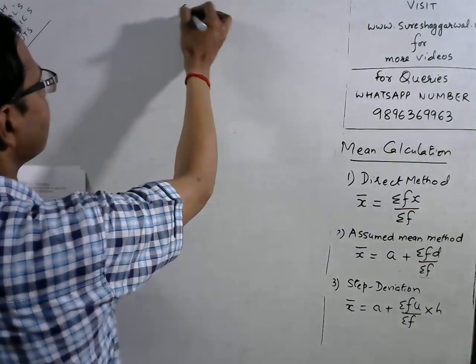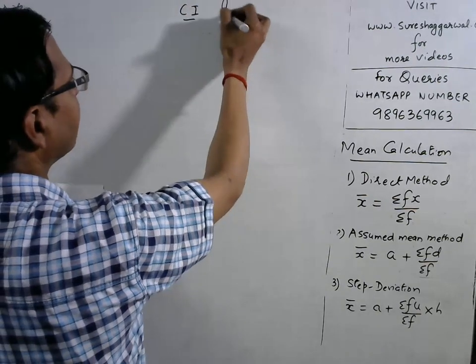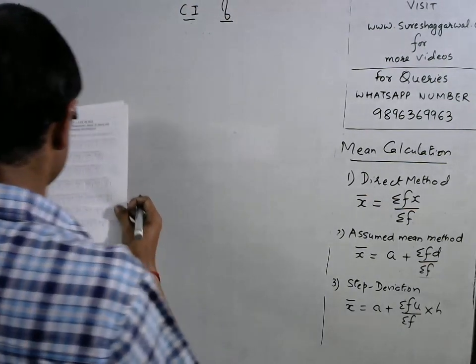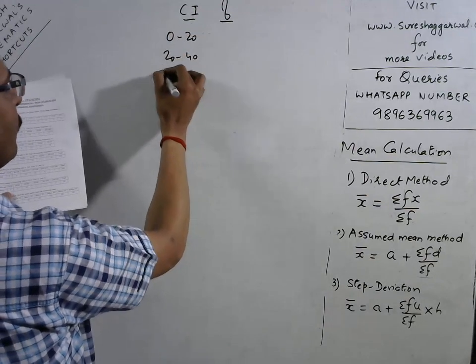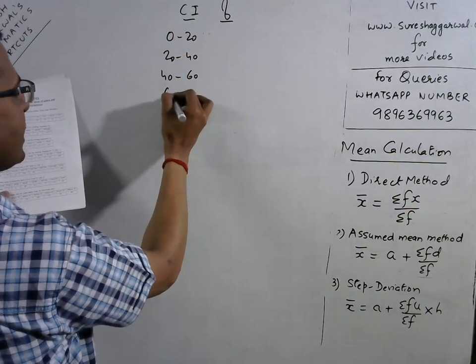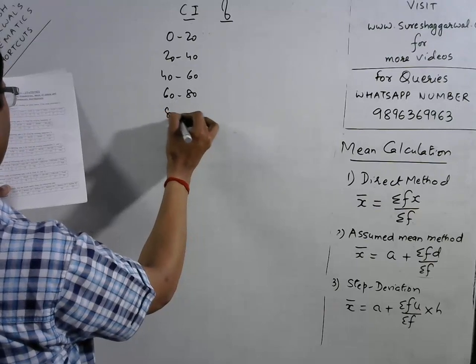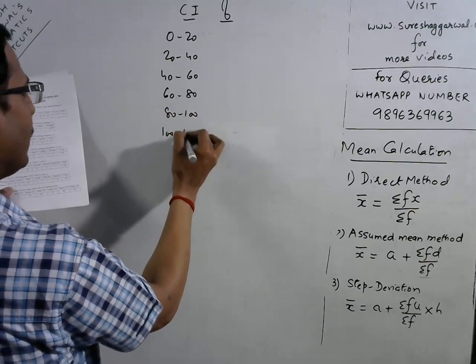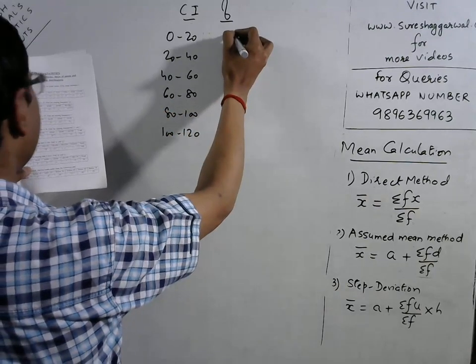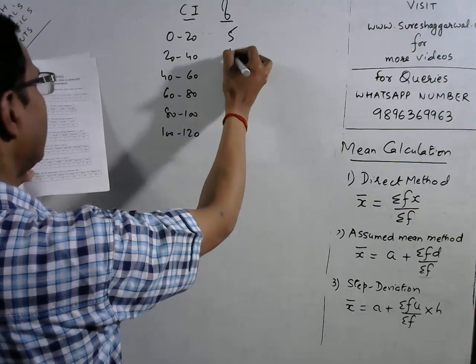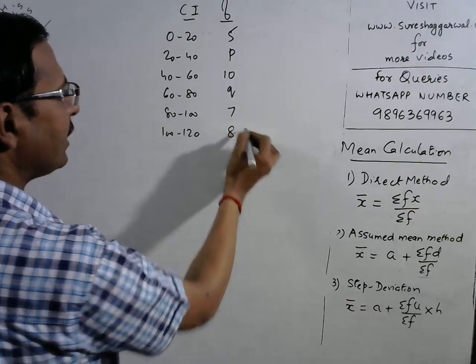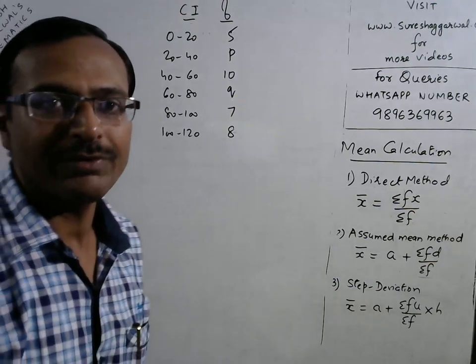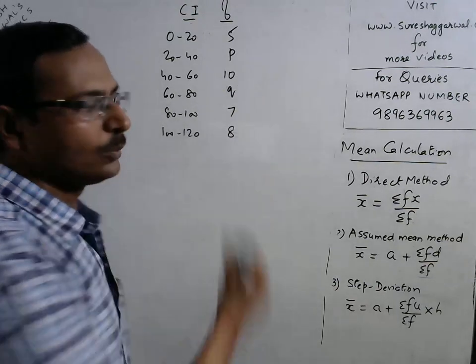Now, see class intervals and frequencies. Suppose the class intervals are 0 to 20, 20 to 40, 40 to 60, 60 to 80, 80 to 100, 100 to 120, and the frequencies are 5, P, 10, Q, 7, 8. Now see, there are two unknown variables here, P and Q.